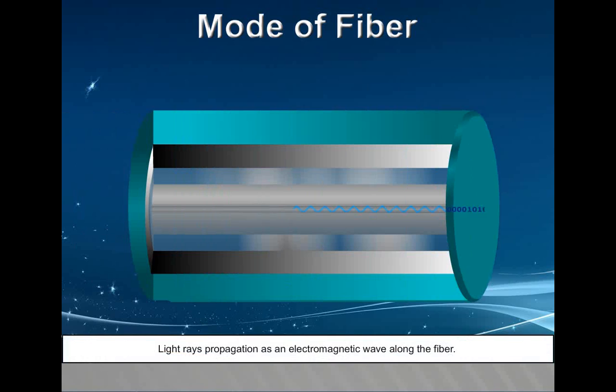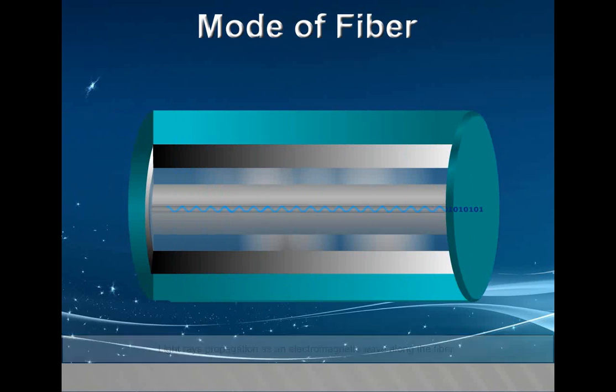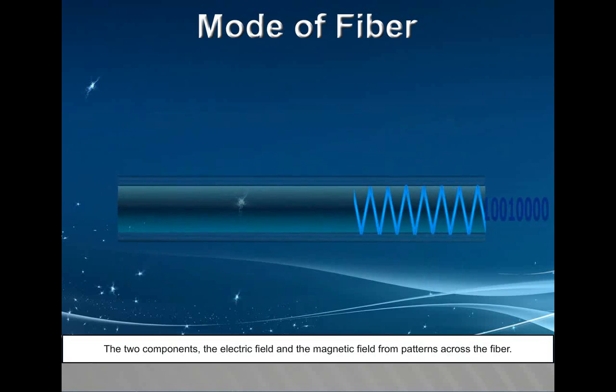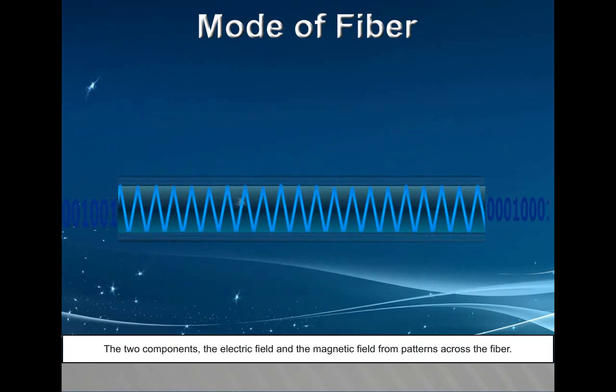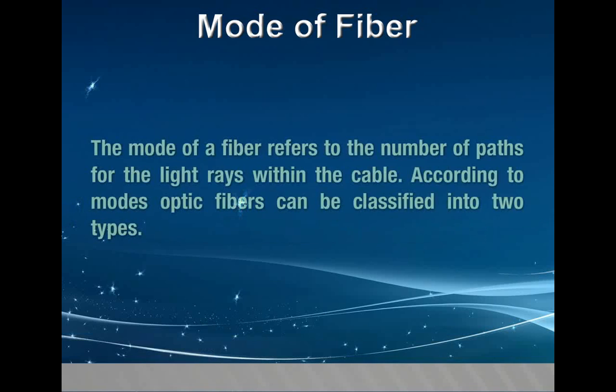Light rays propagate as an electromagnetic wave along the fiber. The two components, the electric field and the magnetic field, form patterns across a fiber. These patterns are called modes of transmission. The mode of a fiber refers to the number of paths for the light rays within the cable. According to modes, optic fibers can be classified into 2 types.